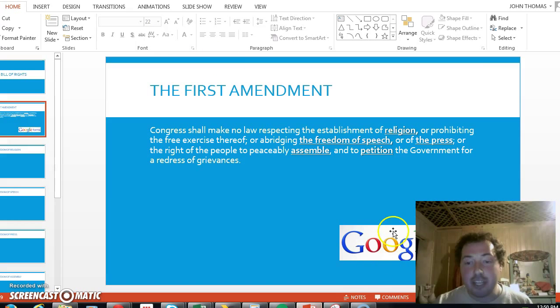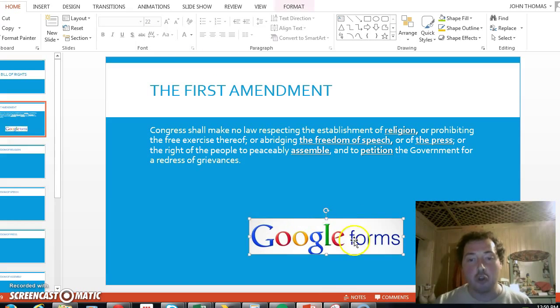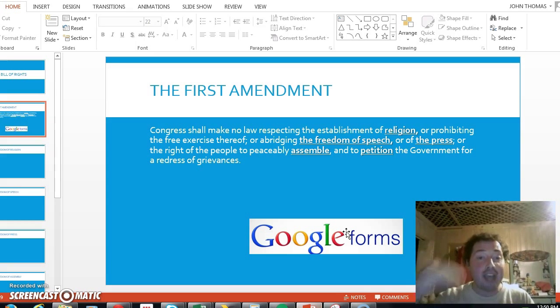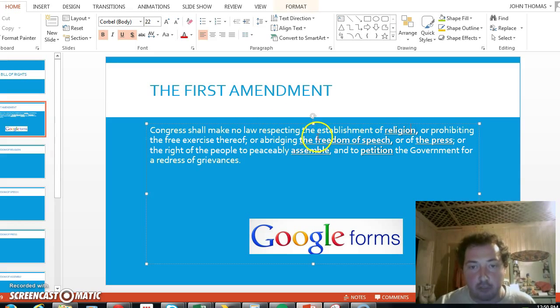And then I have down here this little symbol, Google Forms. And this tells me, as well as the students, hey, remember that Google form I had sent you earlier? This is a time I want you to go to that Google form and answer the question under the slide, the First Amendment. So they would be able to go here, okay, what are the 5? Religion, freedom of speech, press, assemble, and petition.